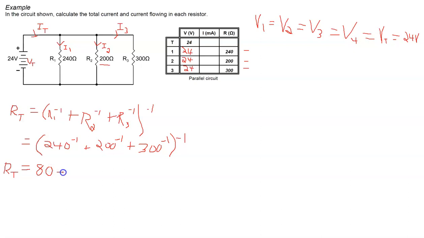Now, you can use the reciprocal formula to find that value, or remember that we can use product over sum, but you can only use product over sum for 2. So combine R1 and R2 using product over sum, then combine that equivalent in product over sum with 300, and whatever way you calculate RT, you should come up with 80 ohms. Okay, so what that means is that I can go up here now in my table and put in 80 ohms.